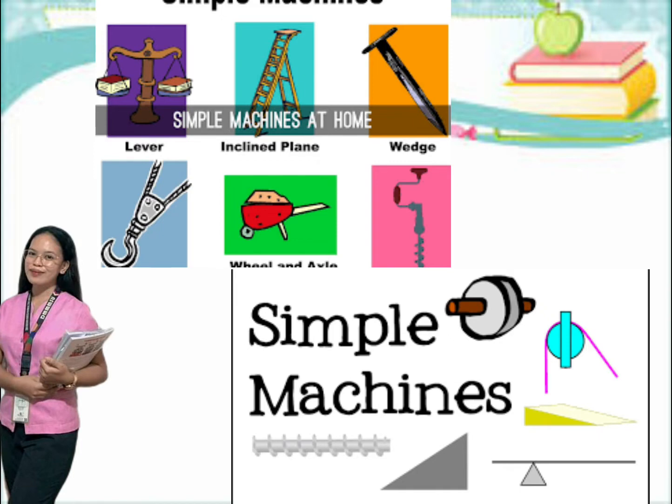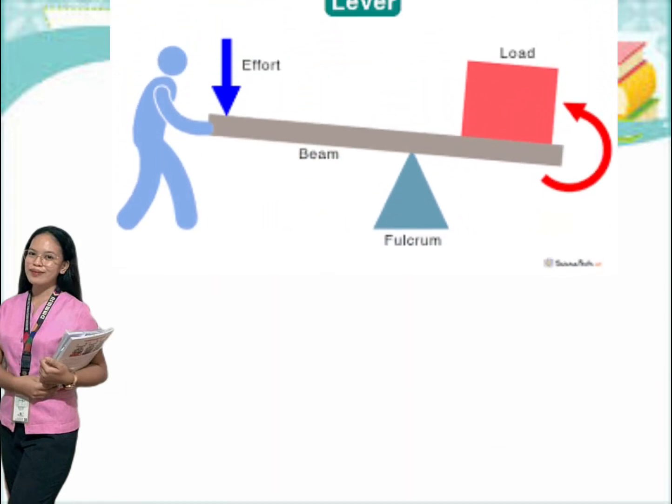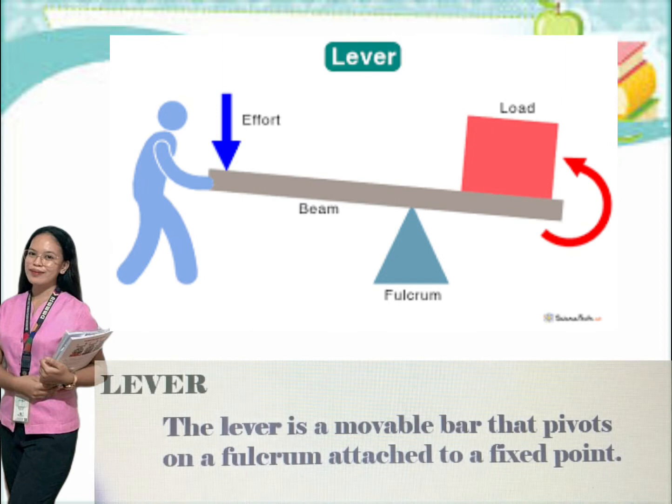First simple machine is a lever. Do you know what a lever is, class? The lever is a movable bar that pivots on a fulcrum attached to a fixed point. A lever is a simple machine consisting of a beam or rigid rod pivoted at a fulcrum. A lever is a rigid body capable of rotating on a point on itself.